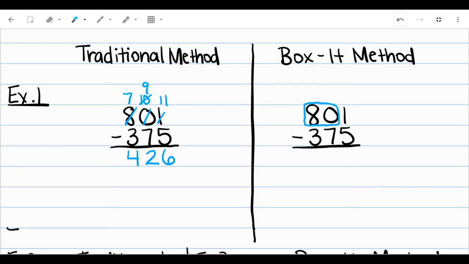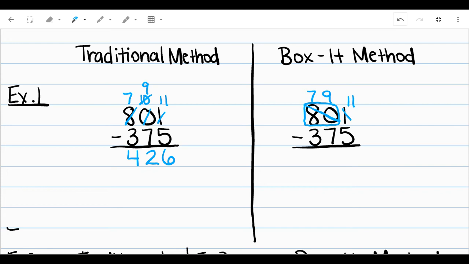So now instead of 0 in my tens to borrow from, I'm going to borrow from my 80. And I'm going to say I'm 80 tens. So if I take 1 away from 80, that leaves me with 79. And I can add 1 to my 1 and make it 11. And if you look at our first example, we got a 7, 9, and 11, which is the same thing we got in the first way.